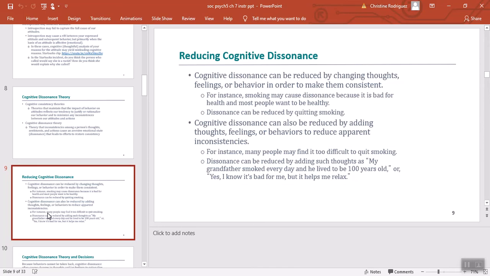So rather than focusing on the fact that it's bad for her, she focuses on the fact that, hey, everybody's going to die. I'm going to die. I don't care if I die this way. That is reducing the cognitive dissonance. Okay? Or just think about somebody who cheats on an exam.